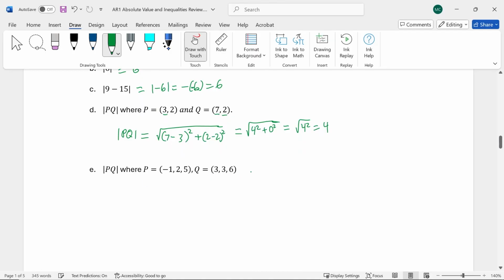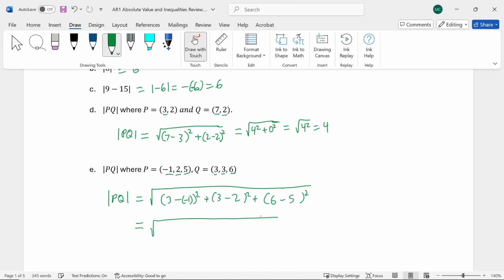Okay. And now we've got another example where we're looking at 2 points that are in 3-dimensional space, and it's basically the same thing. But now when we apply our formula, we've got to deal with x, y, and z. So x2 is 3 minus x1 is negative 1, which gives 4. y2 is 3 minus y1 is 2, which gives 1. And z2 is 6 minus z1 is 5, which gives 1.